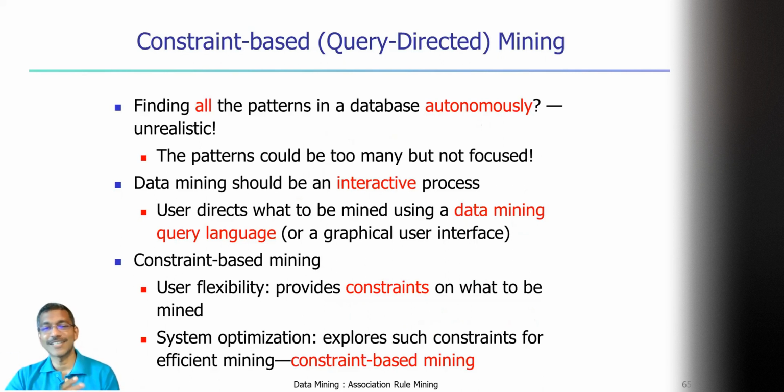The last topic for this session is constraint-based association mining. What we mean by constraint-based association mining is that we let the standard algorithm work, but on top of that standard algorithm, we put a constraint. In other words, we put a kind of filter so that we only get the results that we want. We don't want all the results.